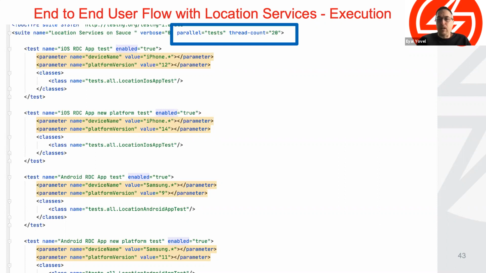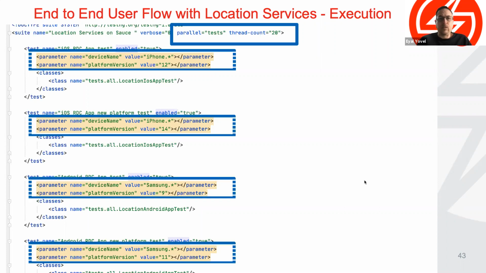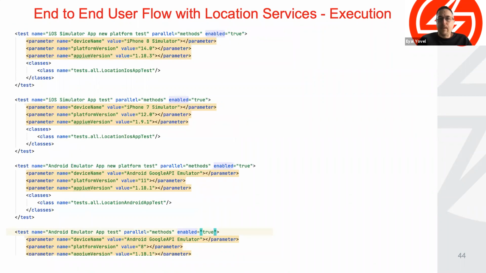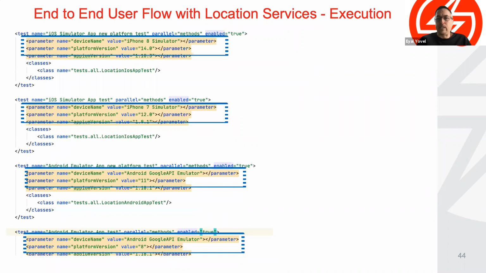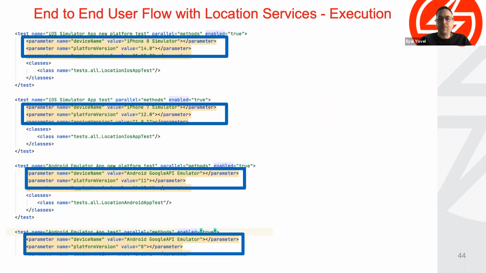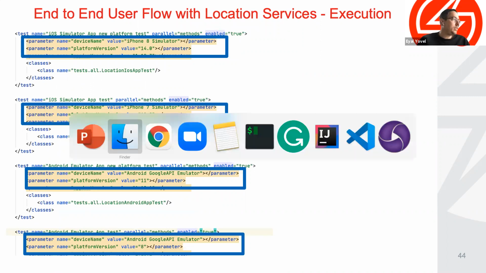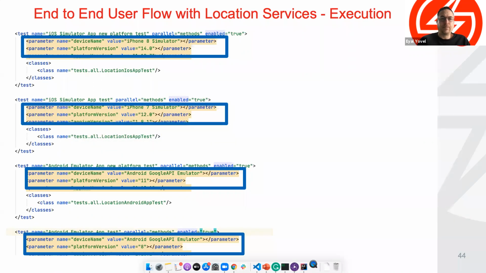I run all the tests in parallel on all the mobile combinations, iOS and Android, real devices, emulators, and simulators, and also in different versions. Here I set the real devices, and I allocated 4 devices, 2 Android and 2 iOS. And also in the same XML file, I allocated the simulators and the emulators. If I run this, I can show you how it runs.